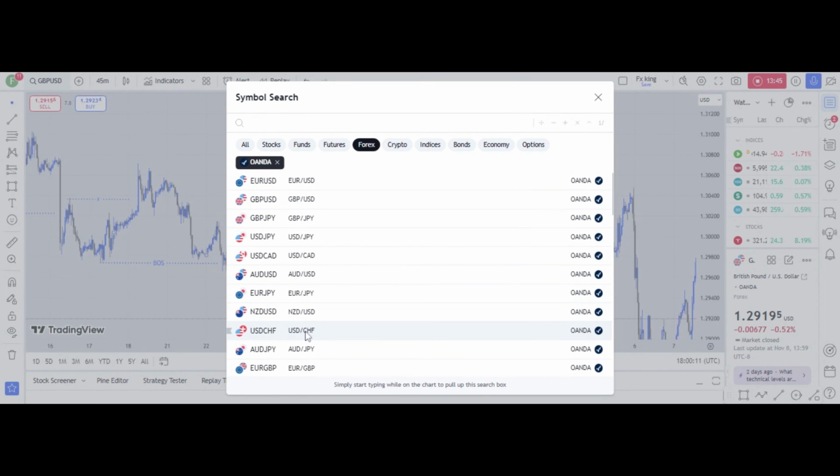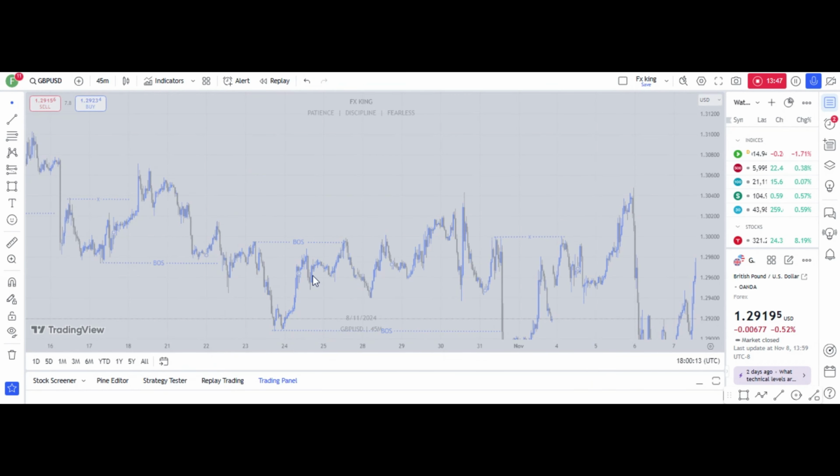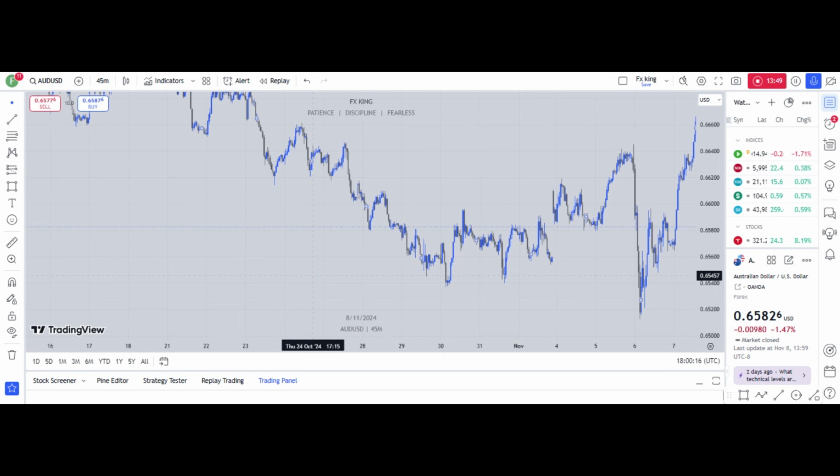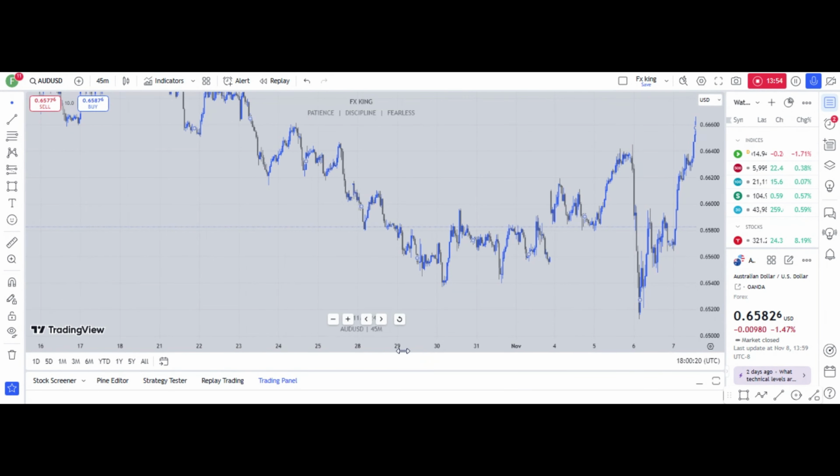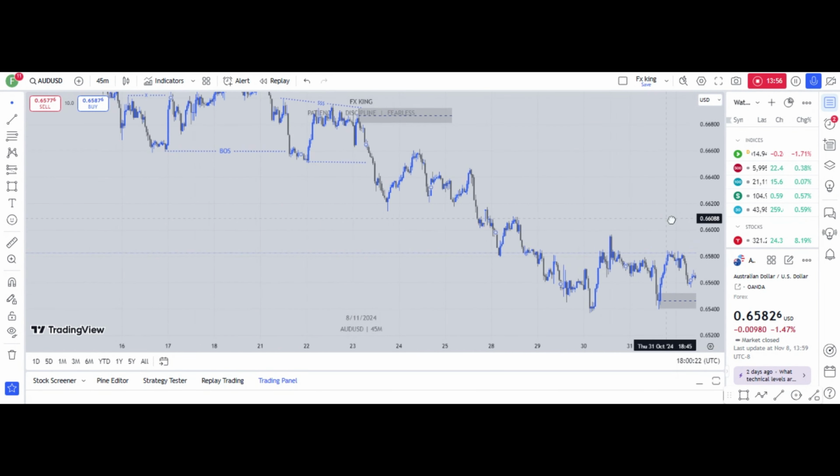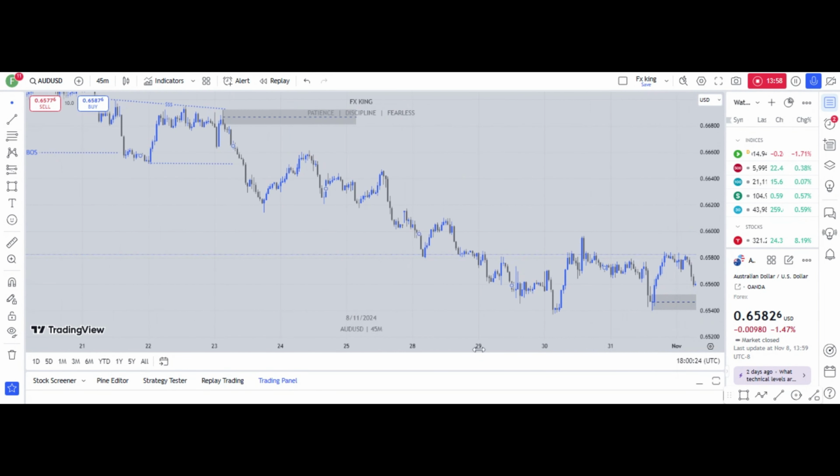I want to look for an easy pair that you guys can map out. So if you are still struggling, what I can recommend you to start with is a pair like AUD USD. That pair is for beginners. That's a beginner's pair.